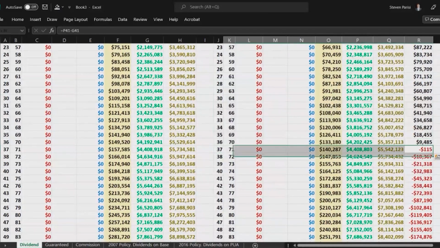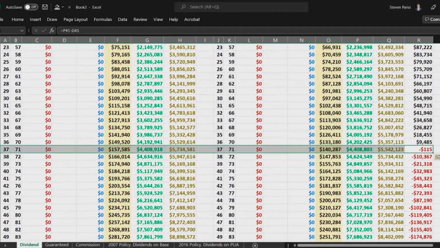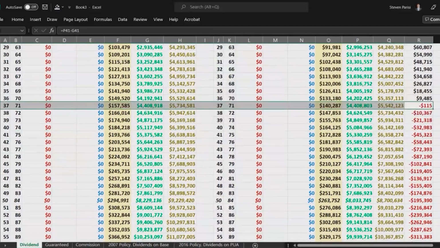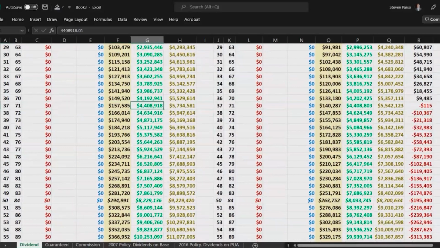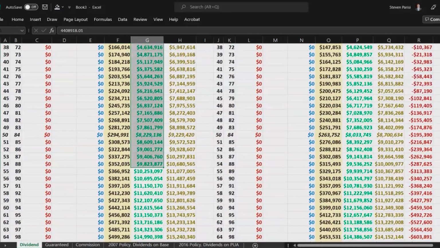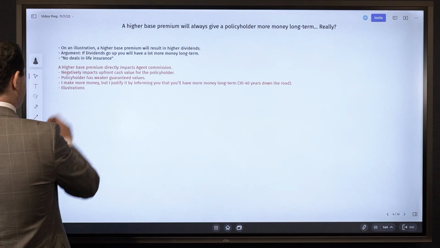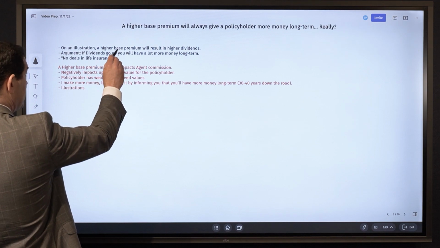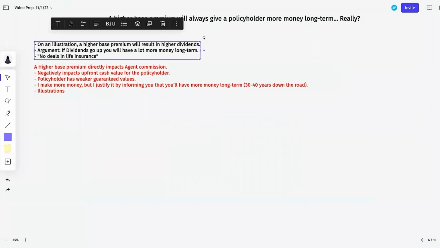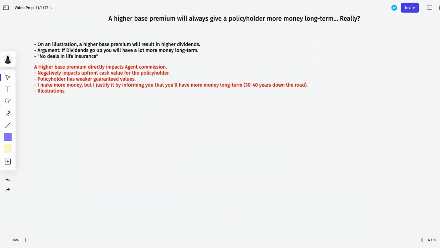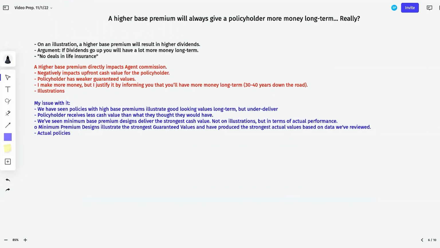So eventually what happens? Well, we see the policy with the higher base premium, because of those higher dividends continuously received by the policyholder, eventually has more cash value and death benefit for that matter with the high base premium design. So now I see how much less I have with the 1090 design. So going back to the argument here, which is what? A higher base premium, the initial argument, a higher base premium will result in higher dividends, which should give you more money long term. You can prove that out on an illustration.